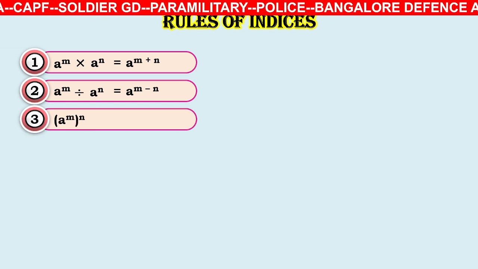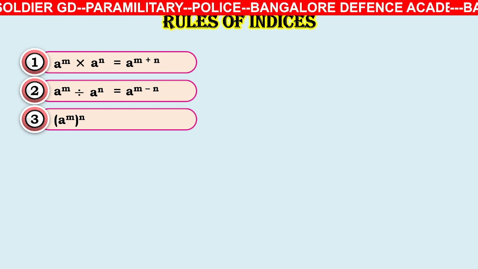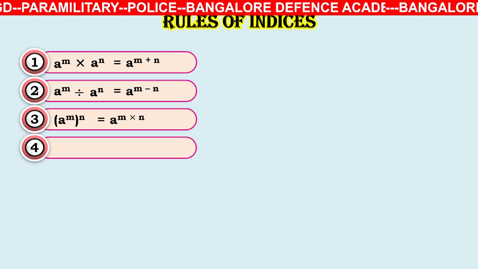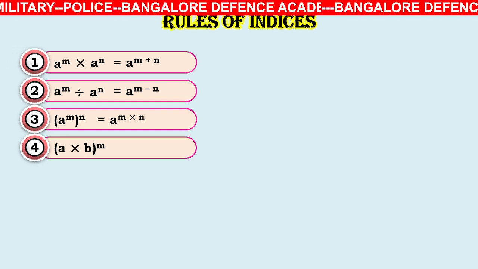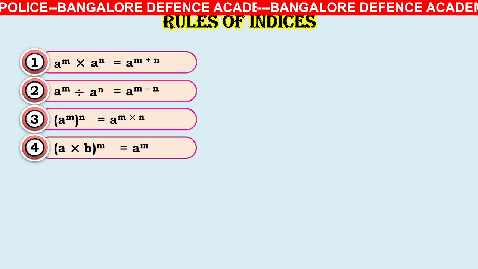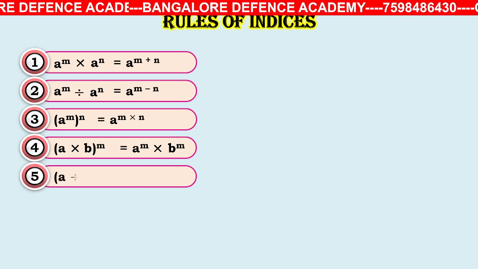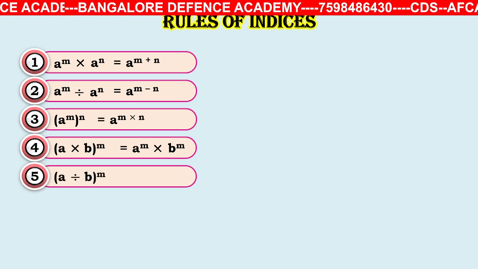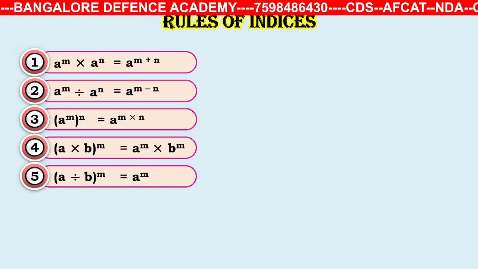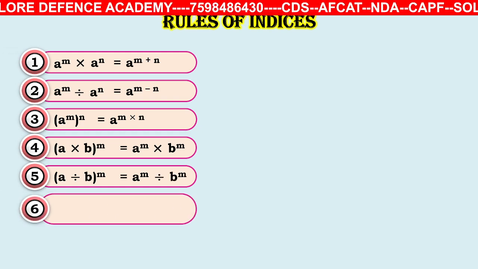Next, (a^m)^n: you have to multiply the powers, so it is a to the power of m into n. Next, (ab)^m can also be separated and written as a^m into b^m. Next, (a/b)^m can also be written as a^m divided by b^m.